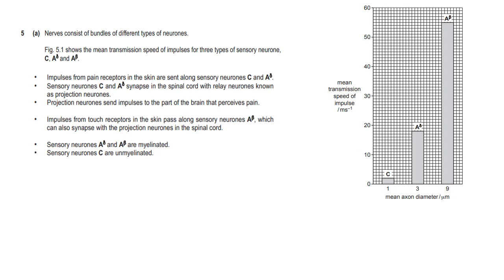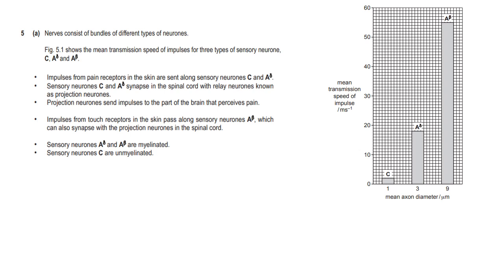And then it says impulses from pain receptors in the skin are sent along sensory neurons C and A delta. Sensory neuron C and A delta synapse in the spinal cord with relay neurons known as projection neurons. Projection neurons send impulses to the part of the brain that perceives pain. Impulses from touch receptors in the skin pass along sensory neuron A beta, which can also synapse to the projection neurons in the spinal cord. Sensory neurons A delta and A beta are myelinated, sensory neurons C are unmyelinated.